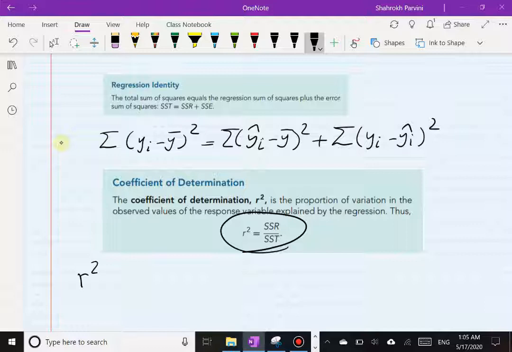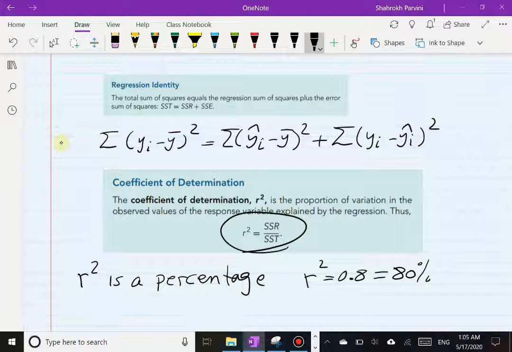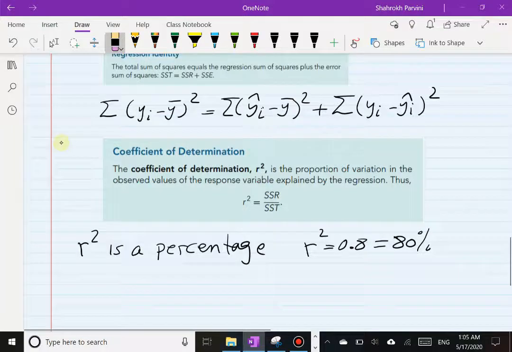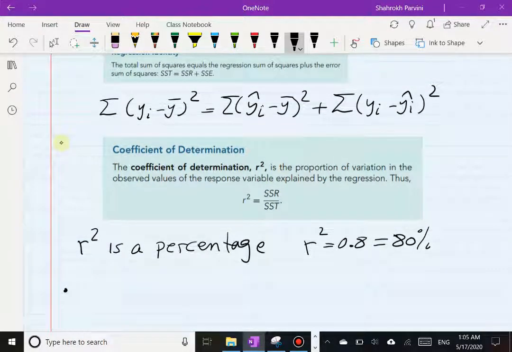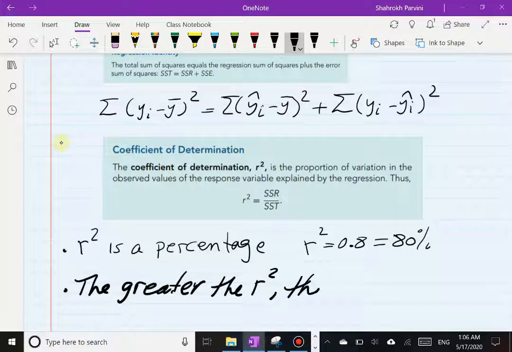Now, r squared here is a percentage. So for example, if r squared is 0.8, that means it is 80%. So we interpret that as a percent, and it's indicated in the definition. See, proportion of variation means percent of variation. Alright, so that's what r squared is. Now, remember, the larger the r squared, the better. Now, let me write that. The greater the r squared, the better the model.